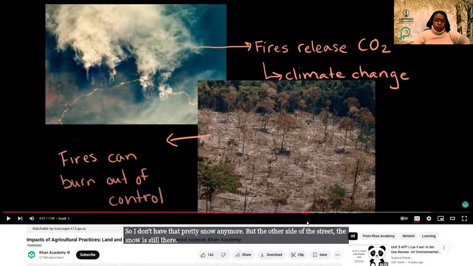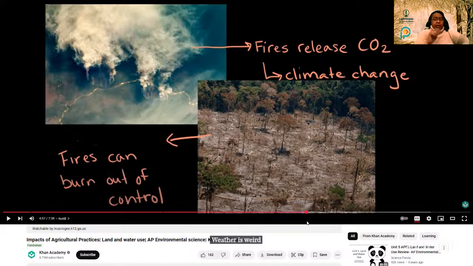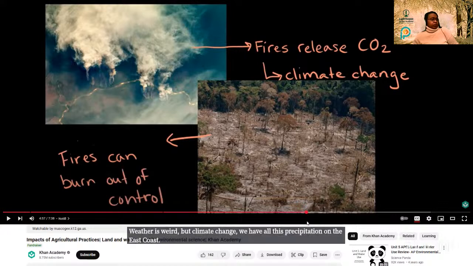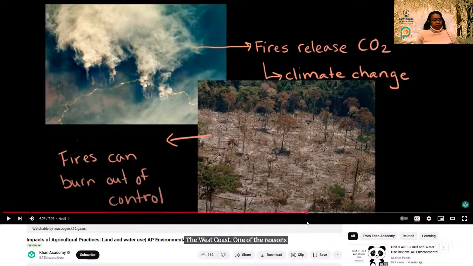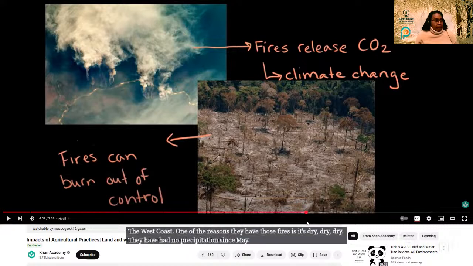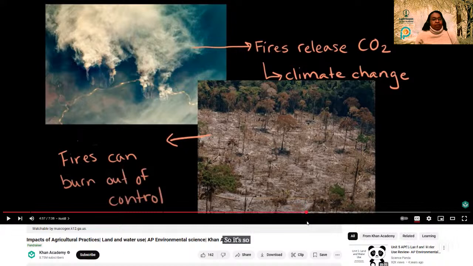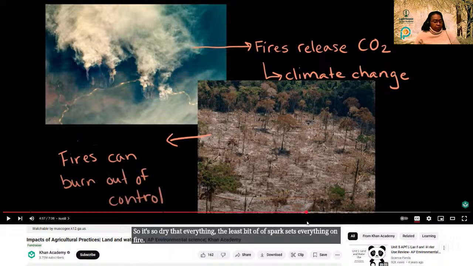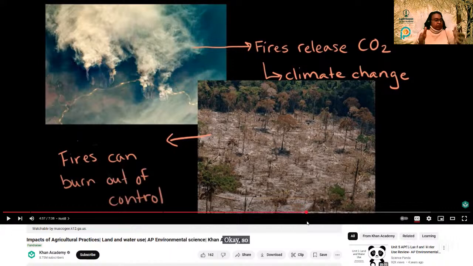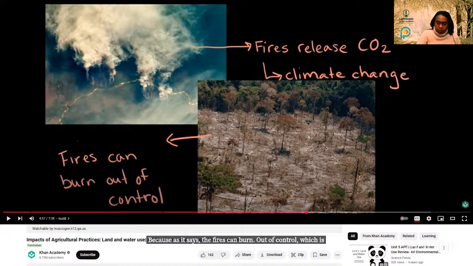Weather is weird, but climate change, we have all this precipitation on the East Coast. The West Coast, one of the reasons they have those fires is it's dry, dry, dry. They have had no precipitation since May. So it's so dry that everything, the least bit of spark sets everything on fire. Okay. So this is not a great technique because as it says, the fires can burn out of control, which is what we have going on in California right now.